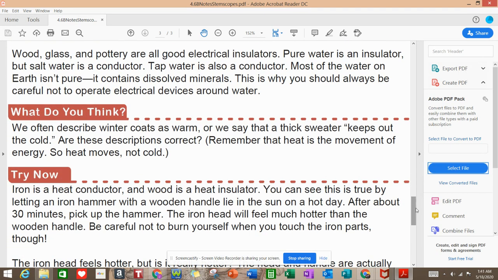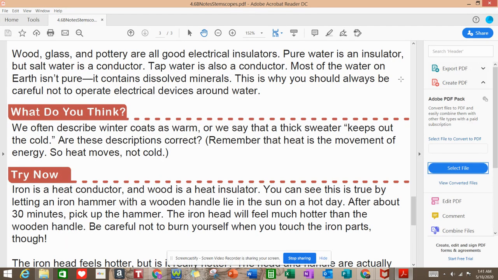Wood, glass, and pottery are all good electrical insulators. Pure water is an insulator, but salt water is a conductor. Tap water is also a conductor. Most of the water on Earth isn't pure. It contains dissolved minerals. This is why you should always be careful not to operate electrical devices around water.